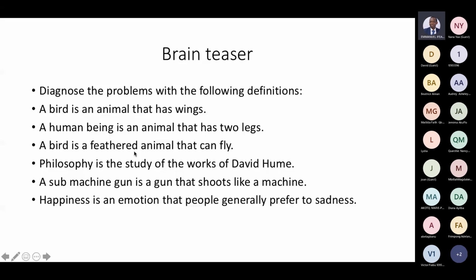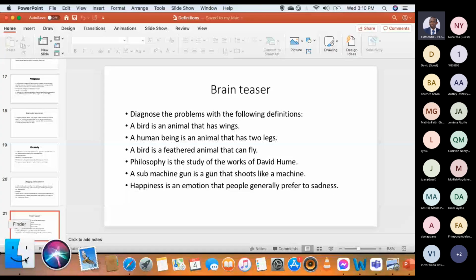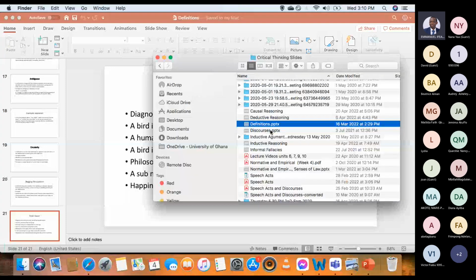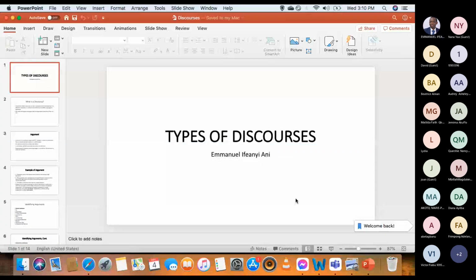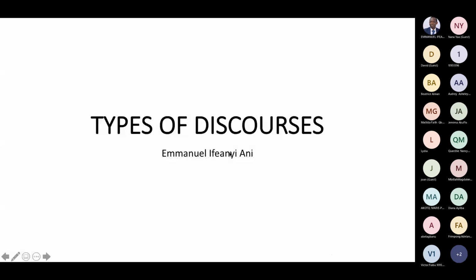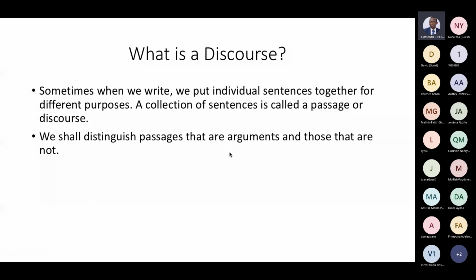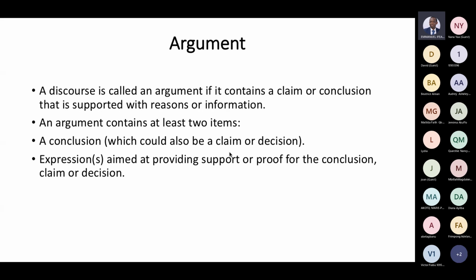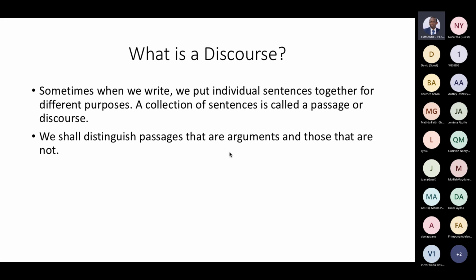So then we saw discourses. For the discourses, we saw the types of passages. We're saying that any collection of sentences that appear together is a passage or a discourse. And there are different kinds of passages or discourses. We have narratives, we have arguments, we have instructional passages, we have polemical rhetoric.